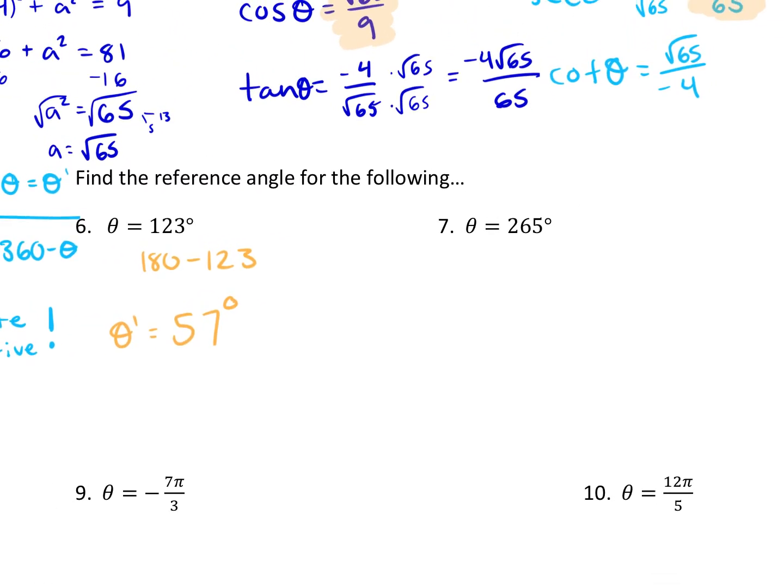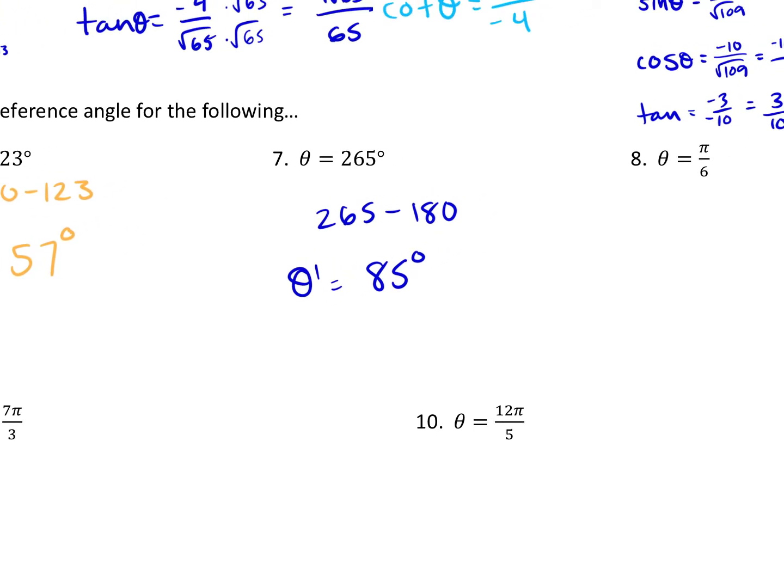All right, for number 7, I have 265. What quadrant does that fall into? The third. So for the third, I do 265, my theta, minus 180. What do we get? 85 degrees. Don't forget your degree symbol.